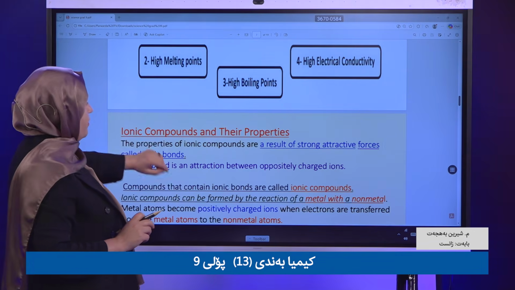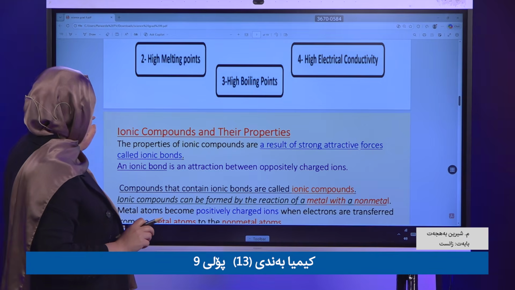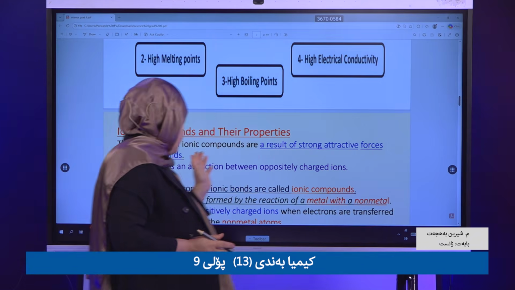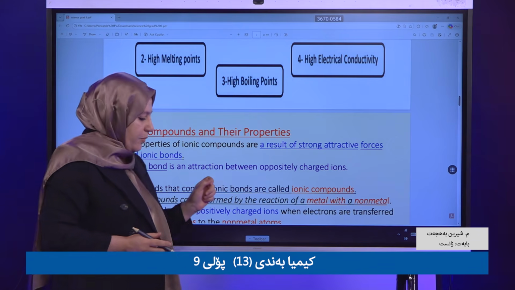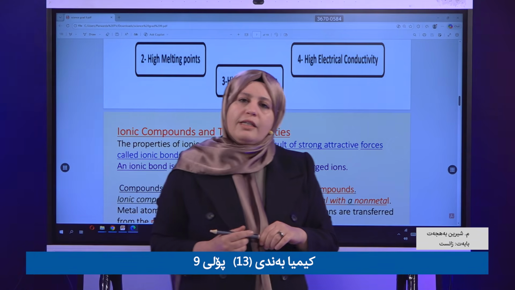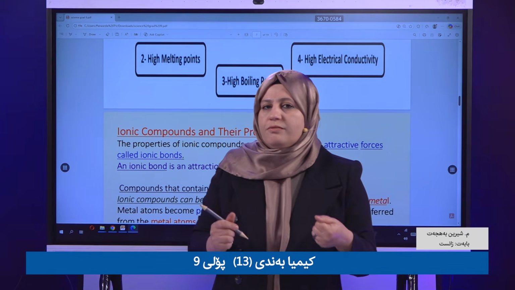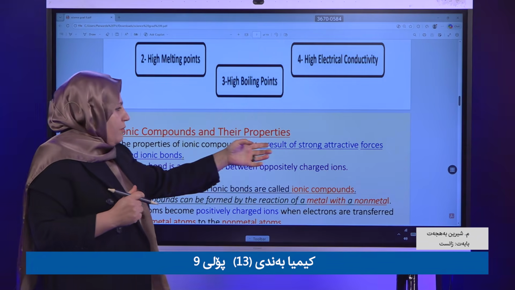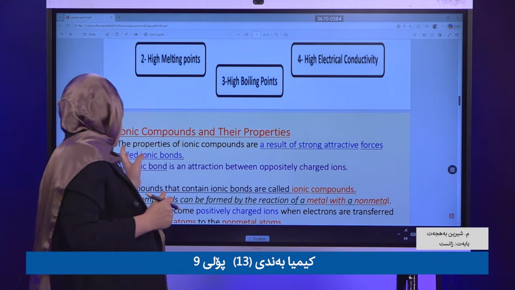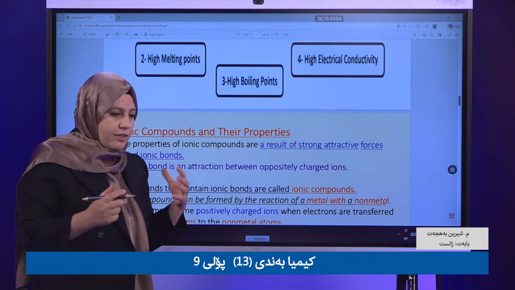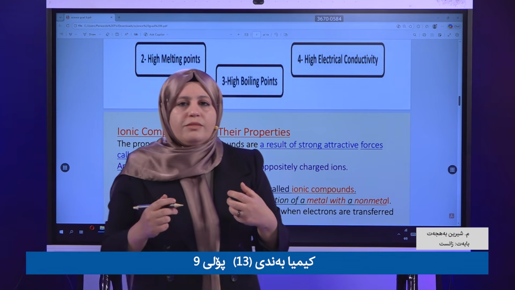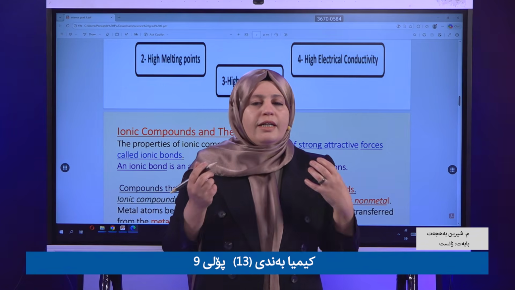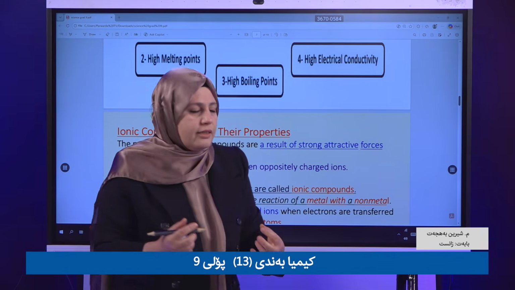Ionic compounds and their properties. The properties of ionic compounds are the result of the strong attractive force called the ionic bond. Any ionic compound has a strong attractive force called an ionic bond. Why is it very strong? Because an ionic compound is between a metal and a non-metal. Clear?